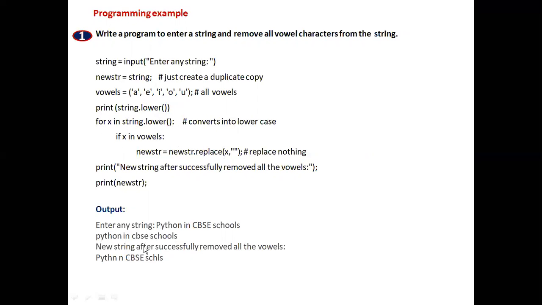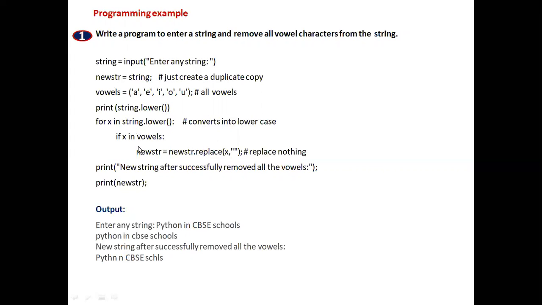Then I say for x in string.lower. Now this string.lower contains all this. If I say for x in string.lower, it will be passing through first p, and it will be compared: if x in vowels. That means the first character is p, is it present in vowels? The answer is going to be no. So what it does, it goes back. It is not new str is equal to new str.replace(x, ''), replacing with nothing. It is not going to replace anything. Then we come back and we check the next character, and so on and so forth.